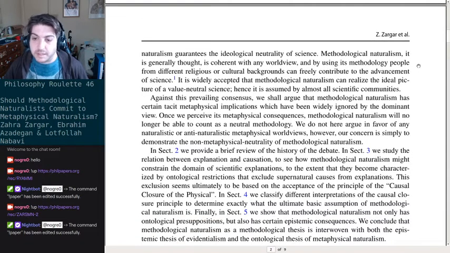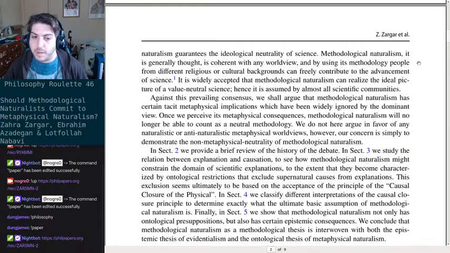Against this prevailing consensus, we shall argue that methodological naturalism has certain tacit metaphysical implications which have been widely ignored by the dominant view. Once we perceive its metaphysical consequences, methodological naturalism will no longer be able to count as a neutral methodology. We do not here argue in favor of any naturalistic or anti-naturalistic metaphysical worldviews. However, our concern is simply to demonstrate the non-metaphysical neutrality of methodological naturalism.